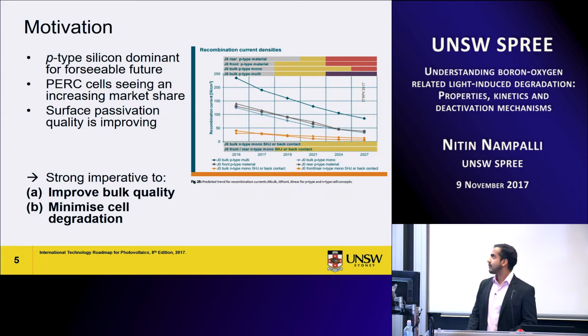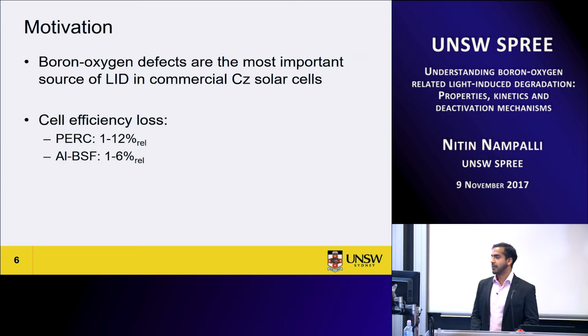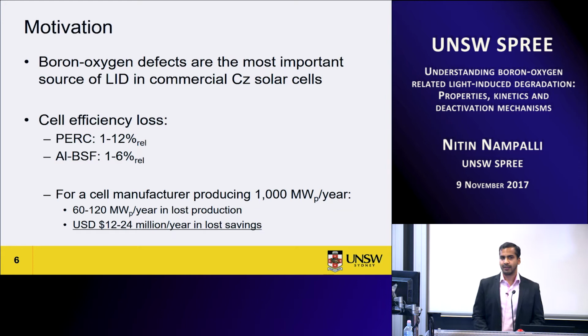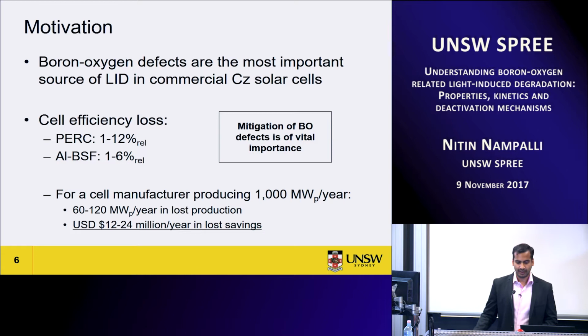The boron-oxygen defect is important because it's the most significant source of light-induced degradation in commercial solar cells today. To give you an idea of the kind of efficiency losses you can expect, for PERC cells, it can be as high as 12% relative loss in efficiency, and for aluminium BSF cells, it can be as high as 6%. If we crunch the numbers, for a cell manufacturer making a gigawatt per year, that's about 12 to 20 million in lost savings just because of efficiency loss. So it's quite a big figure. This drives home the point that mitigation of boron-oxygen defects is quite important.